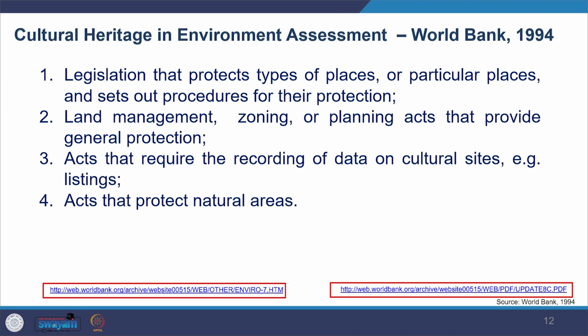Then you also find acts that require recording of data on cultural sites, and listing, like the listing done under UNESCO. So there can be acts which are just listing and documenting. And then you will also find acts that protect natural areas where cultural features may be located. So you see these four types: protection through a process, land management or zoning, listing of the things, and protection provided to natural areas.